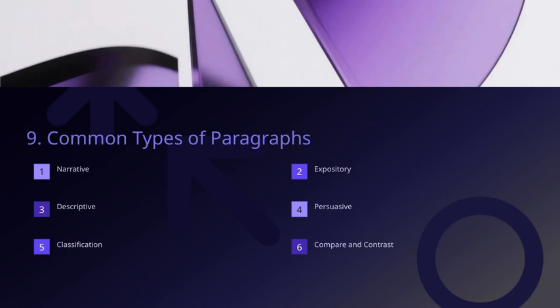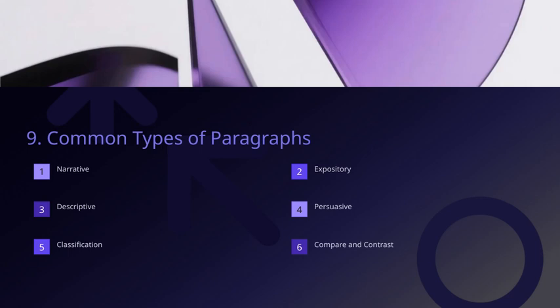Moving on, we have the classification paragraph. This one sorts information into categories or groups, helping clarify complex ideas by breaking them down. Then there's the expository paragraph, which aims to inform or explain. It's straightforward and focuses on presenting facts clearly. The persuasive paragraph, as the name suggests, is all about convincing your reader of a particular point of view. It uses reasoning and emotional appeal to sway opinions.